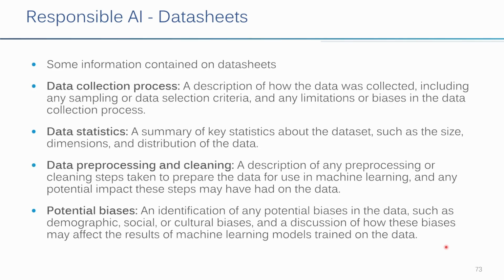So what is some of the information contained in these data sheets? They take care of how the collection process took place, in which you have to describe how the data set was collected, including any sampling or data selection criteria, like why did you pick that specific set of characteristics, and most important, the limitations or bias in this data. As important as saying what the data set is or what its composition is, is saying what this data was not able to provide to us.